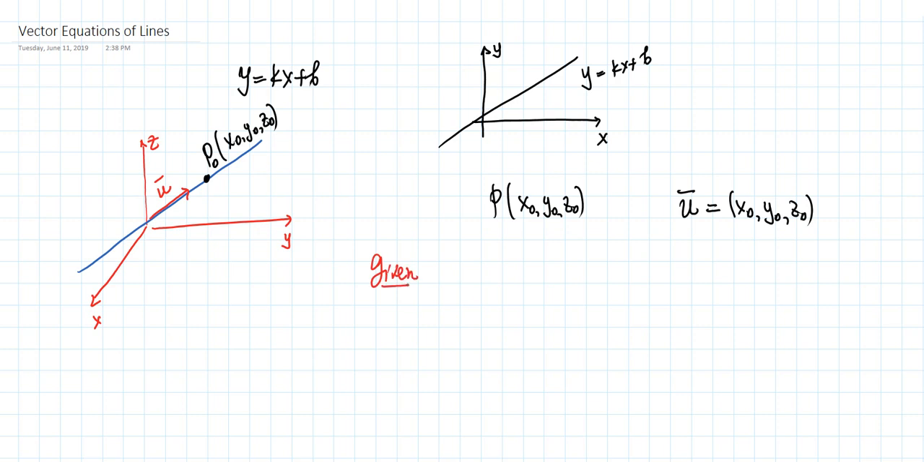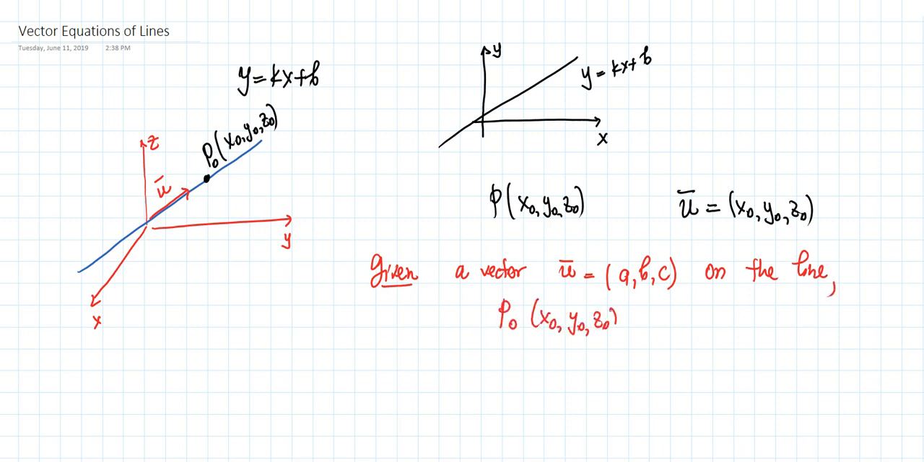Given vector u with the components, let's say, A, B, and C, on the line, and point P0 with the components x0, y0, and z0 on the line. Okay? So I would like to find the coordinates of one of the points, for example, this point P with the coordinates x, y, and z.